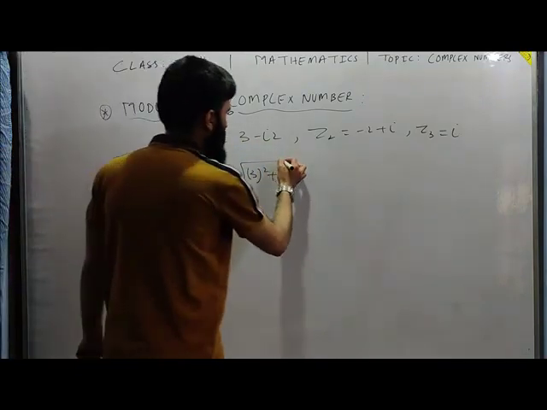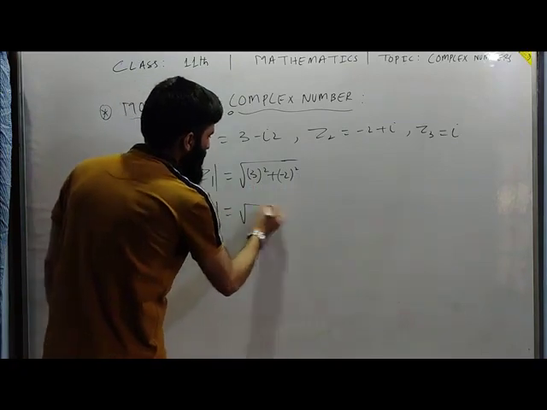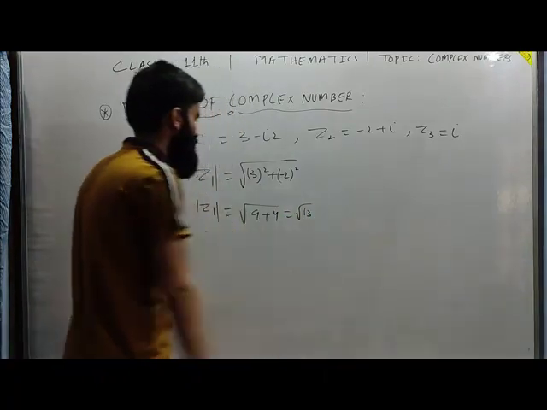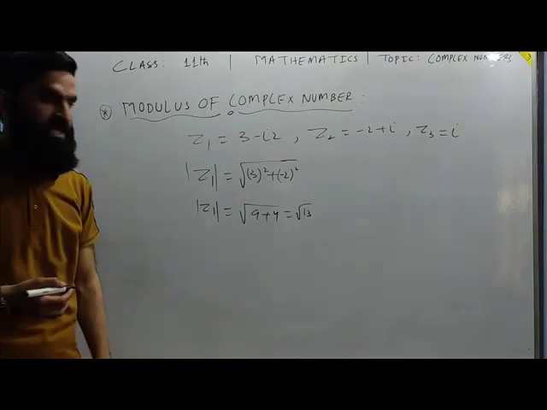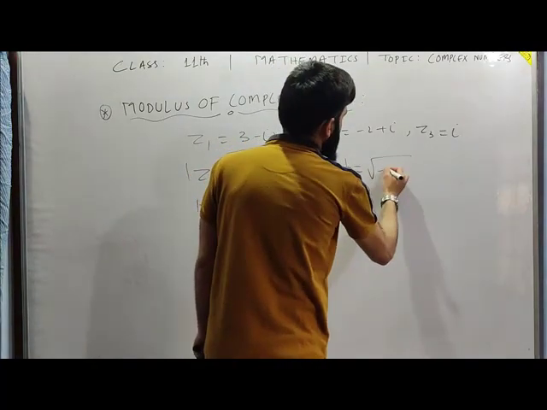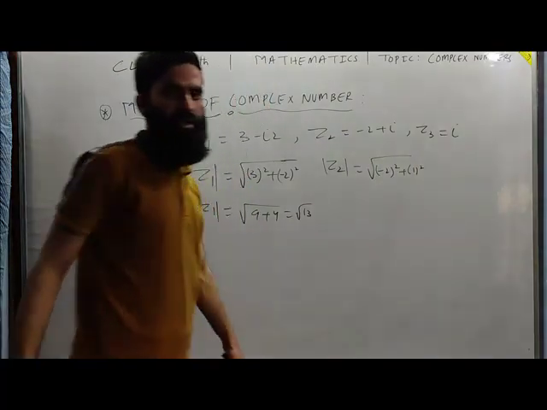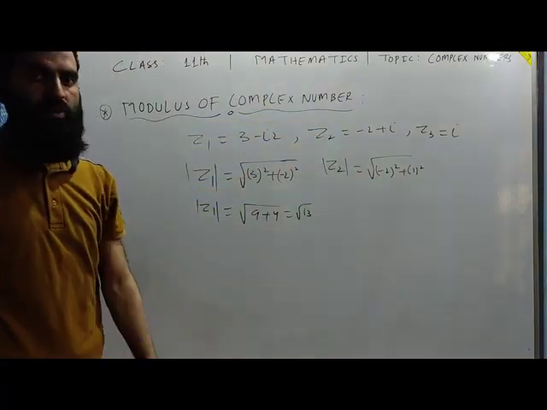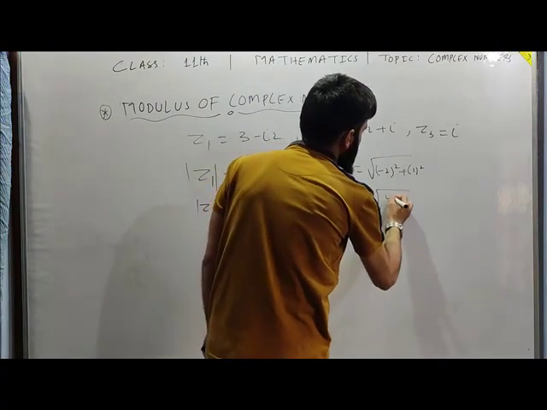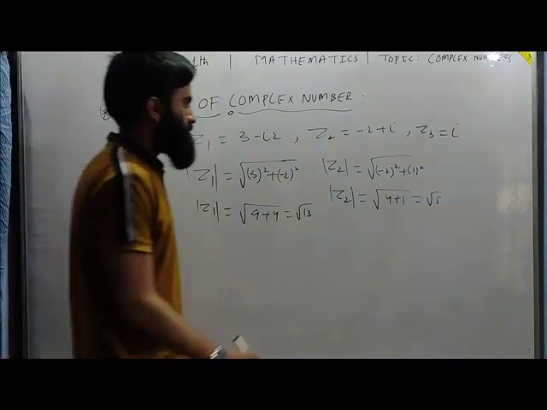So you can write square root of 3 square plus minus 2 square. Mod of z1 will be equal to 9 plus 4, which is root of 13. Square root of 13 will be the mod of this complex number. And mod of z2 will be minus 2 square plus 1 square, because iota is only there, and the multiplication is 1. So mod of z2 is equal to 4 plus 1, which is equal to root of 5.